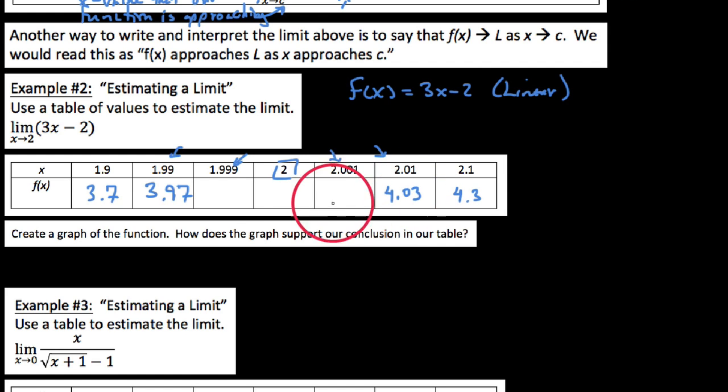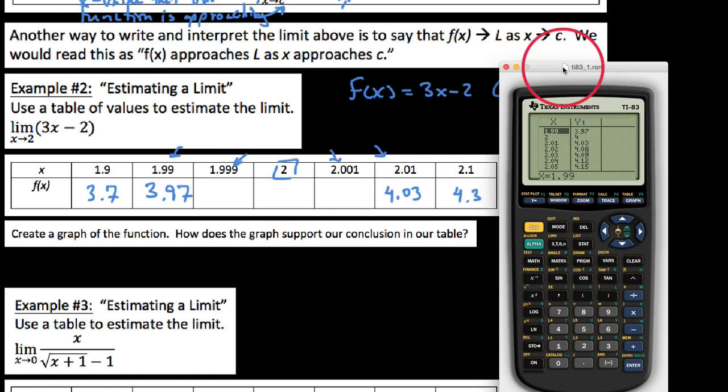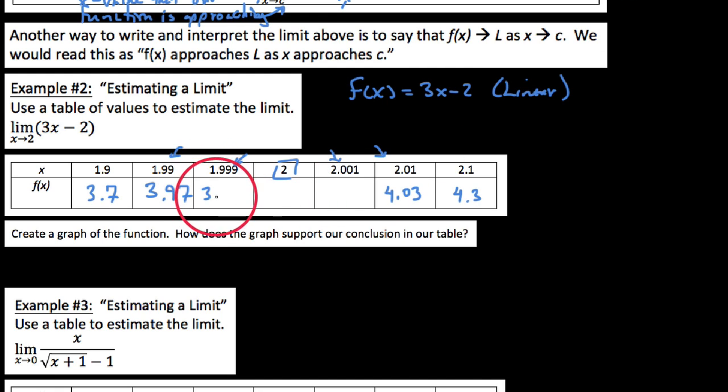So 4.03. Now next we'll go to an increment value or a delta value of 0.001. We'll go by thousandths, and we'll again start our table at 2. But if I go back to my table now, and I'll scroll up one, we say 1.999 is 3.997. So we get 3.997 here. And what we end up with here is 4.003.